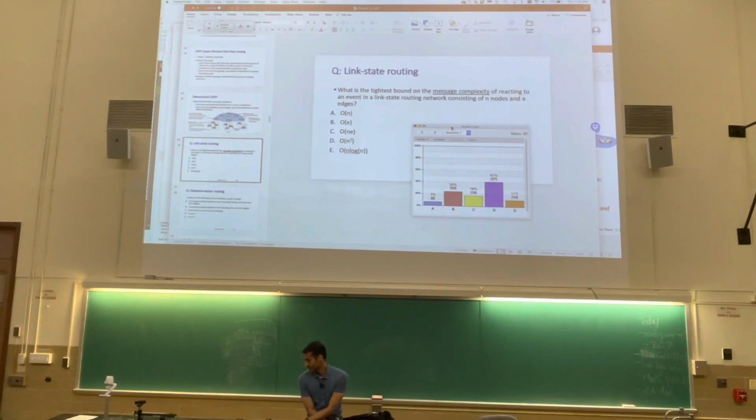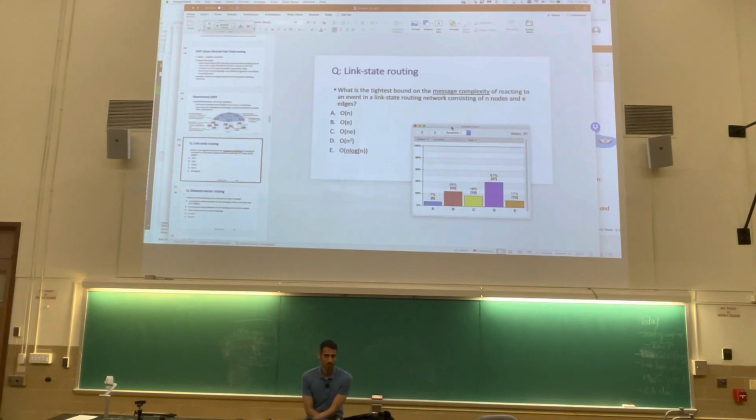If you want the tightest bound on the message complexity of reacting to a single event, that is simply, in link state routing, the complexity of disseminating that information to all nodes in the network. The tightest bound is the number of edges. If you send a message on every single edge in the network, because it's written here, and this is exactly what I told you a few minutes back and at the end of class as well. So order n squared is not the tightest bound.